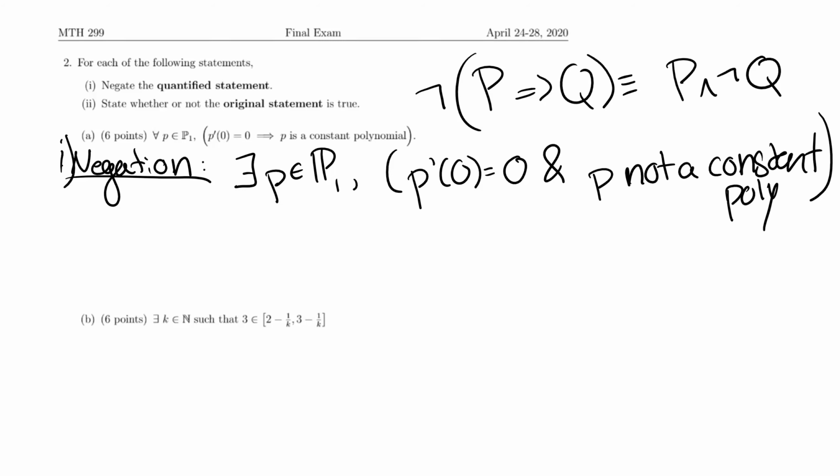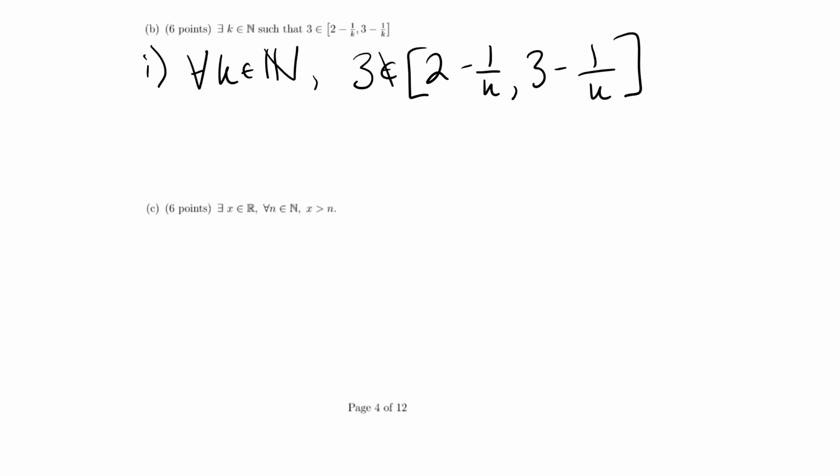All right, so, well, I believe the original statement is true. There exists a K in the naturals such that, so first I need to negate. So for all K in the naturals, 3 is not. Okay, the original statement is false, because k is always positive. So original statement, false.